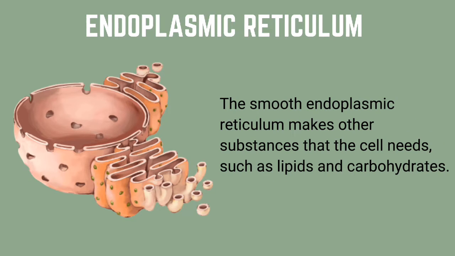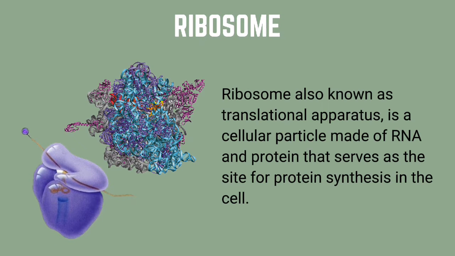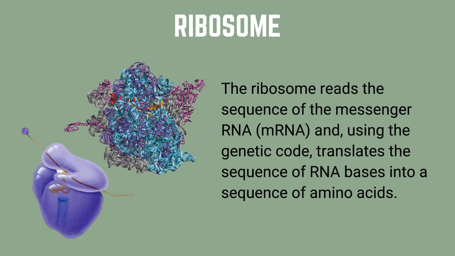The smooth endoplasmic reticulum makes other substances that the cell needs, such as lipids and carbohydrates. Ribosomes. Ribosome, also known as the translational apparatus, is a cellular particle made of RNA and protein that serves as the site for protein synthesis in the cell. The ribosome reads the sequence of the messenger RNA, or the mRNA, and using the genetic code translates the sequence of RNA bases into a sequence of amino acids.